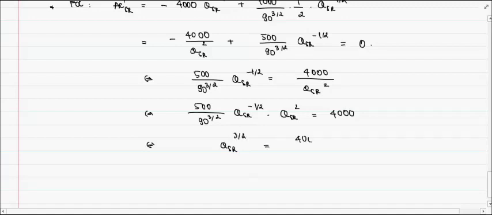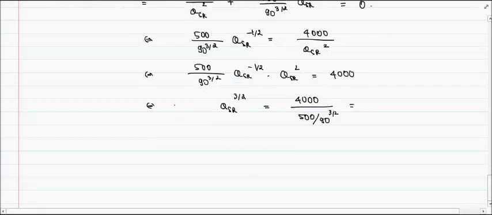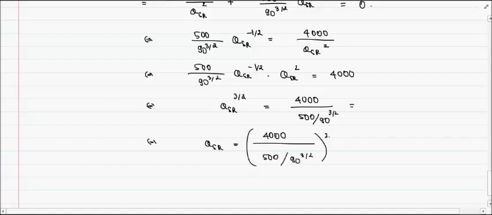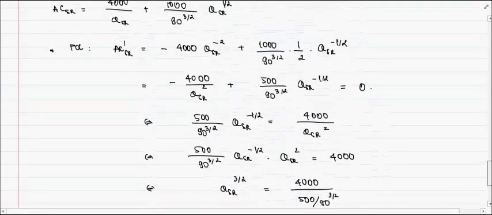If I take 4,000 divided by 500 on 90 to the power 3 on 2, that will just give me 4,000 times 90 to the power 3 on 2 divided by 500, and that is 6,830. In order to find Q, I will just have to take the power of 2 on 3 on both sides of this equation. So that becomes 4,000 divided by 500 on 90 to the power 3 on 2, and everything to the power 2 on 3. If you use a calculator, that will just give you 360. So that is my stationary point.